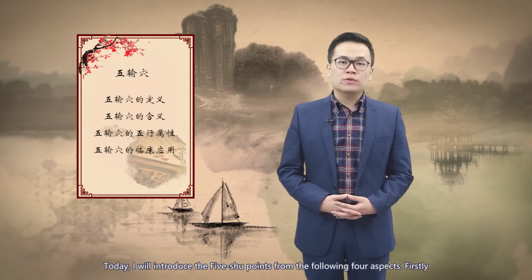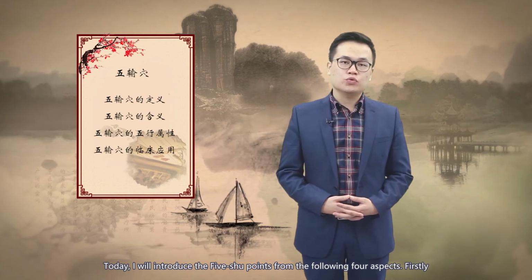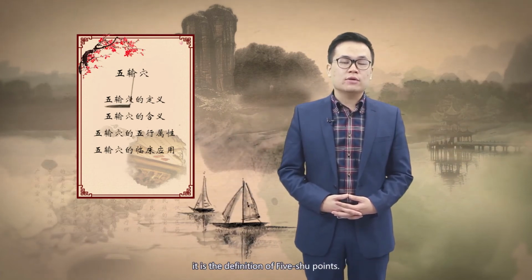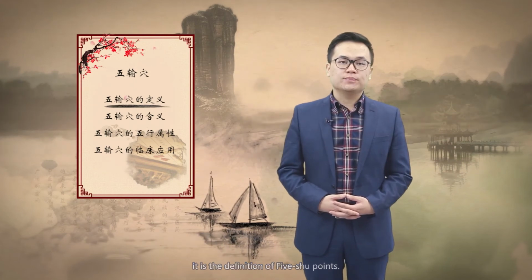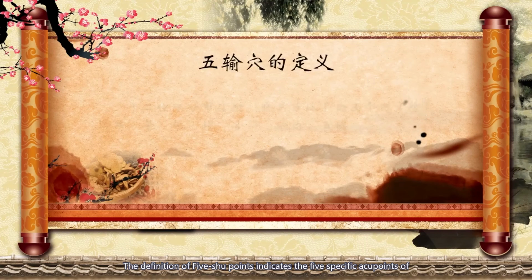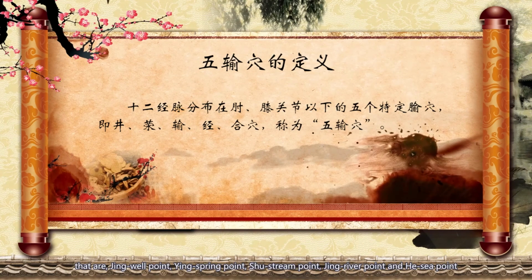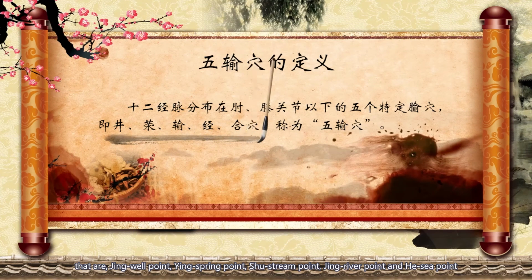Today, I will introduce the 5 Shu points from the following 4 aspects. Firstly, is the definition of 5 Shu points. The definition of 5 Shu points indicates the 5 specific acupoints of the 12 meridians distributed below the elbow and knee joints that are Jing well points, Yin spring points, Shu stream points, Jing river points, and He sea points.